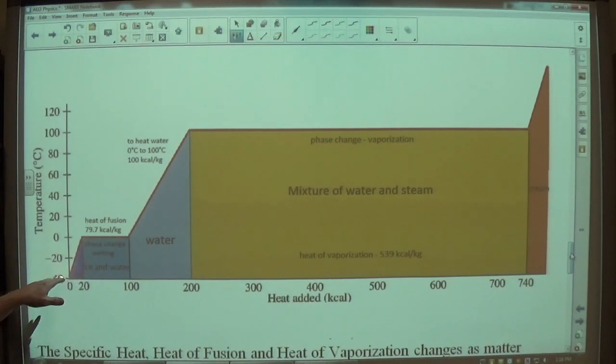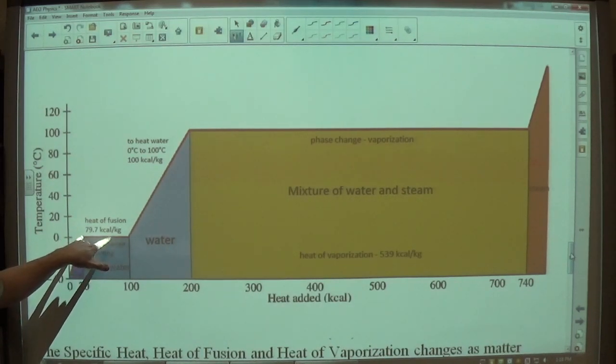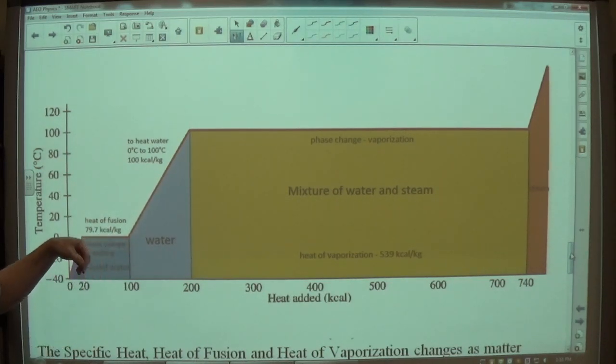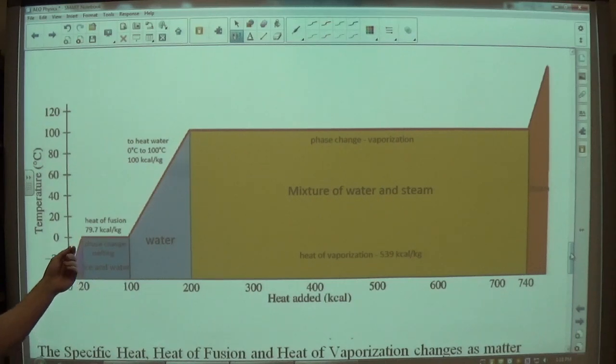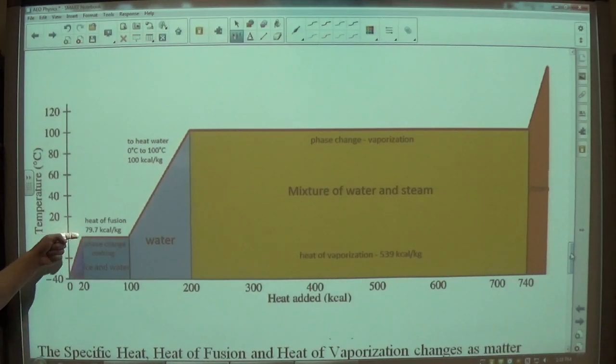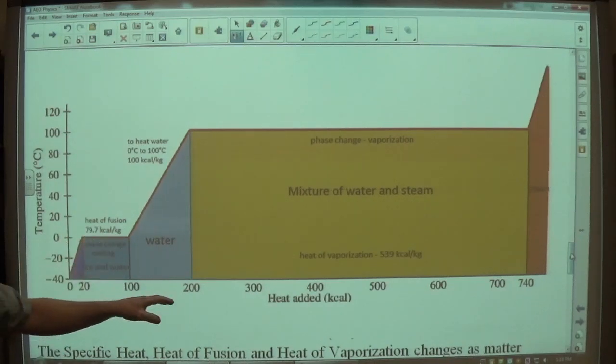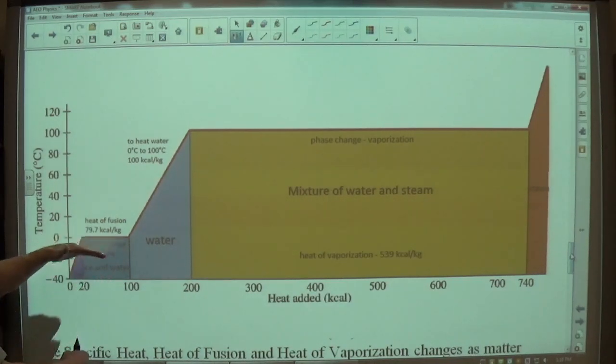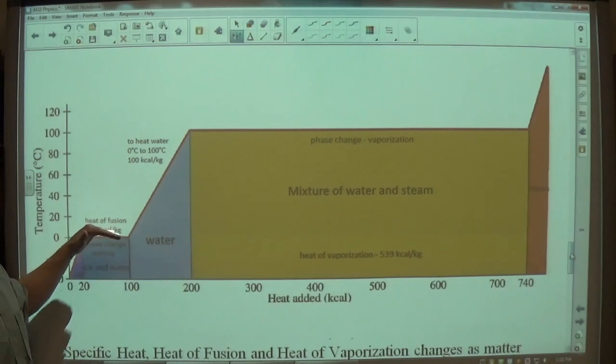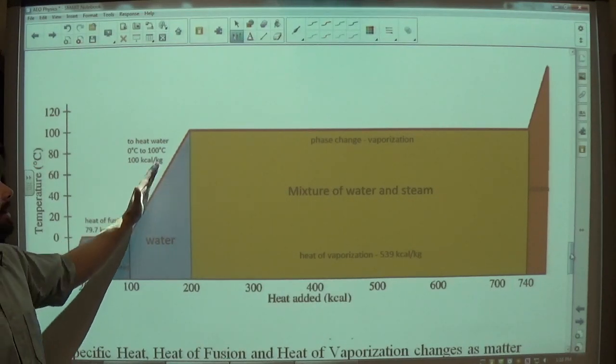So let's say, for example, we started at negative 40 degrees. You have to heat the ice up to even get to 0. Once you get to 0, there's something called the heat of fusion, which tells you how many calories per gram it takes to melt the ice, and it's approximately 80 calories to melt 1 gram of ice. So if you had a gram of ice at 0 degrees, just to melt it would take 80 calories. You'll see that the line flattens out here because all you're doing is adding heat, but there's no change in temperature, all the way up until all the ice melts, and once the ice melts, then the water will heat up.